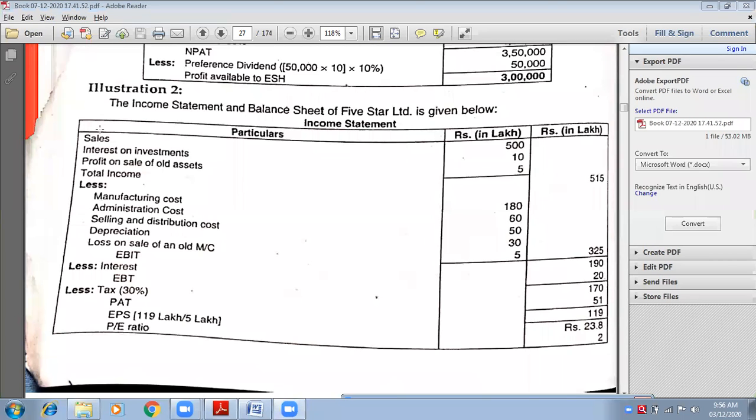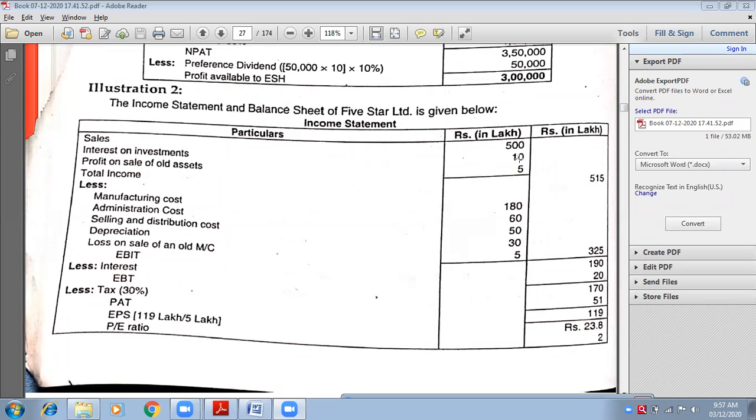So here, we have to recognize which income is non-operating income and which expense is non-operating expense, and therefore we need to take it out also. Sales is operating only, so let it be. Can you see these two incomes, interest on investments and profit on sale of old assets? Both these incomes are non-operating incomes.